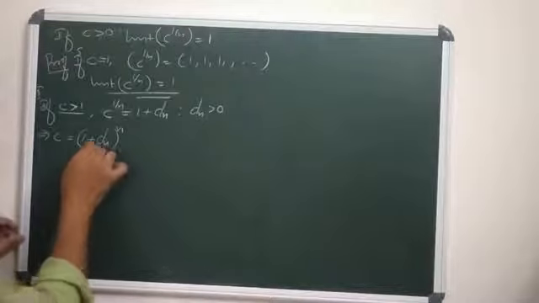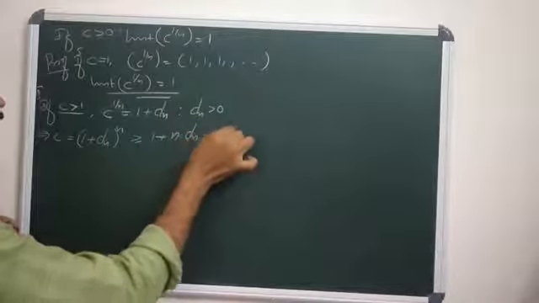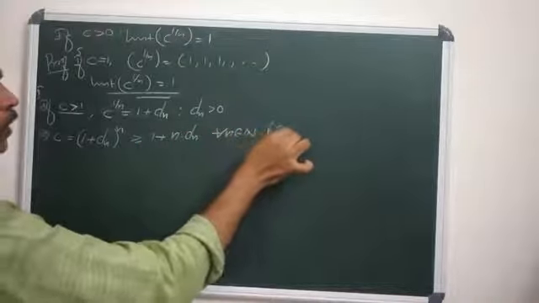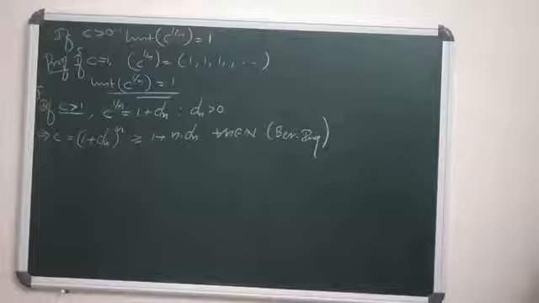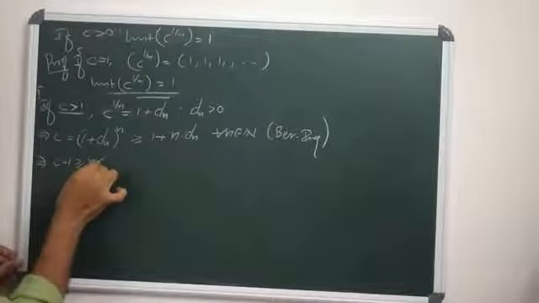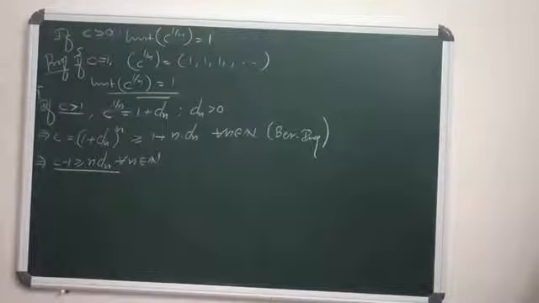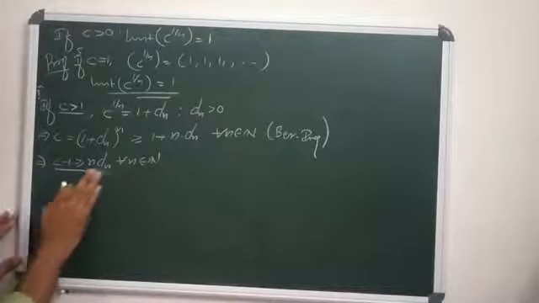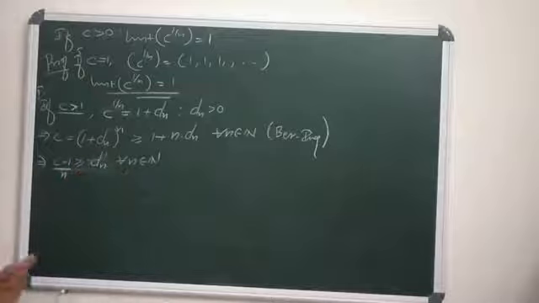By Bernoulli inequality, this 1 plus dn all power n is greater than or equal to 1 plus n into dn for all n in N. This is because of Bernoulli inequality. So that means c minus 1 is greater than or equal to n into dn for all n in N. Okay. C minus 1 greater than or equal to n dn means c minus 1 by n is greater than or equal to dn for all n in N.